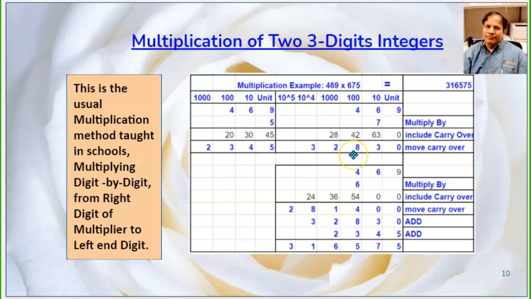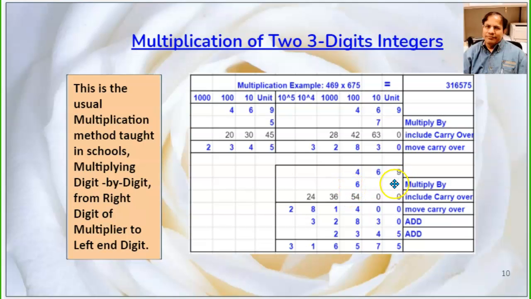So 42 plus 6 is 48, and then we carry over the 4 to the left digit. So 28 plus 4 is 32, and so 3 is carried to the left, which is 10,000. So the answer is 32,830. Similarly, if you multiply 469 by 6, then 6 times 9, 6 is under the 100th digit.